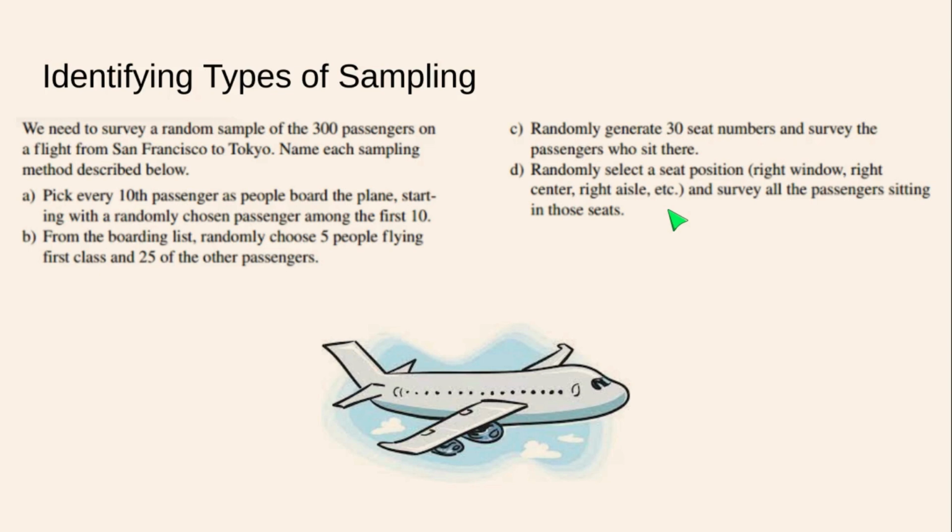What this example does is divide the plane into clusters. For example, right window, right center, right aisle, those are all clusters. And we're making an assumption here. We're assuming that each one of those rows is going to be roughly the same in terms of how they'd answer the survey questions as any other row. So by studying one of the rows, we can learn about all of the rows. That is a sneaky example of cluster sampling.